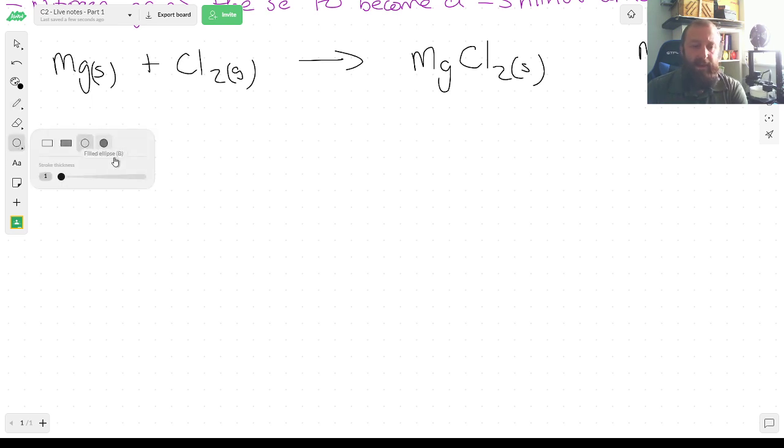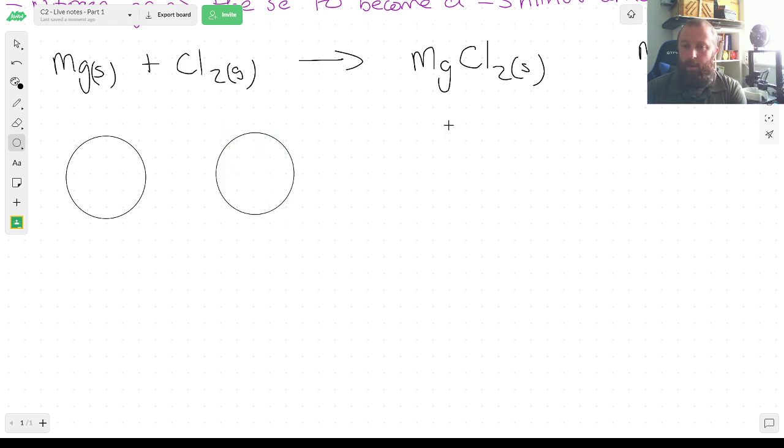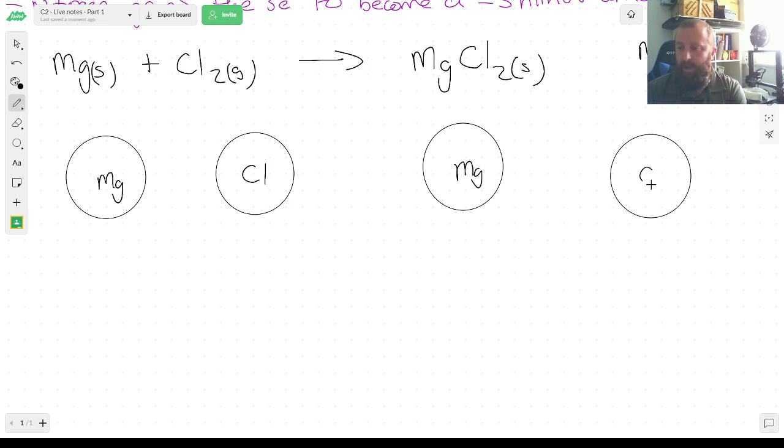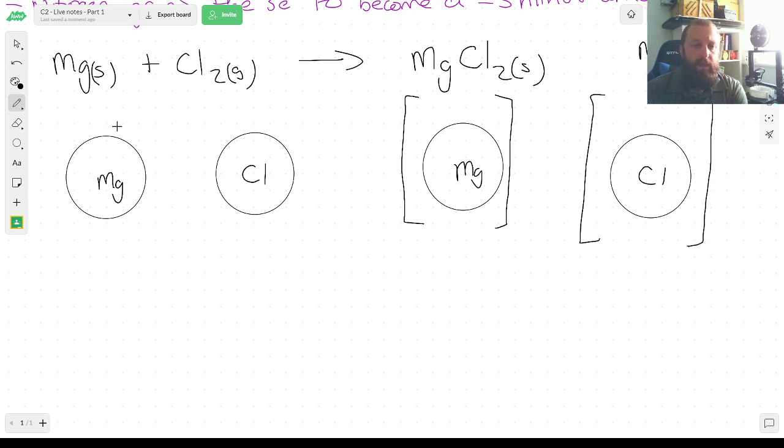So I'm going to do exactly the same as I did before. I'm going to start off by drawing 4 circles. And we'll see what happens as we go through. Now, magnesium, chlorine, magnesium, and that's going to be my chloride. If it helps, I can put my square brackets in now, because remember, that's going to be my ions, anion and cation. So magnesium's in group 2, so let's put my 2 electrons in. Chlorine's in group 7, so let's put my 7 electrons in.